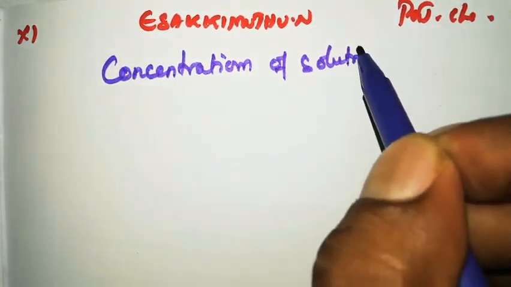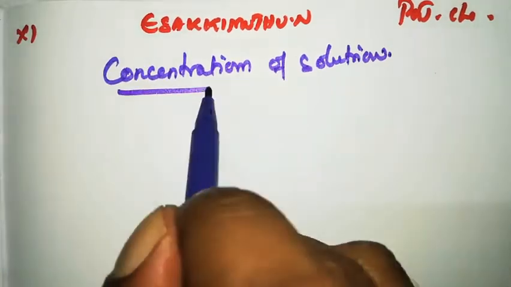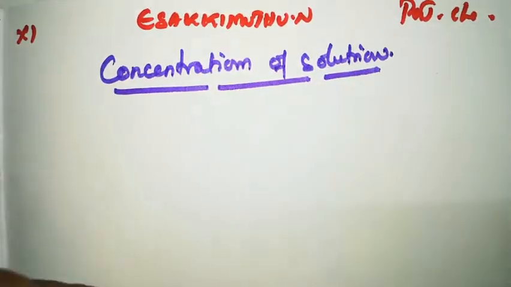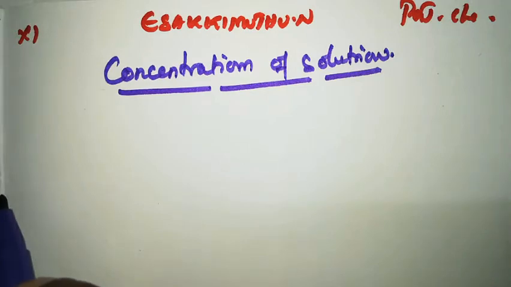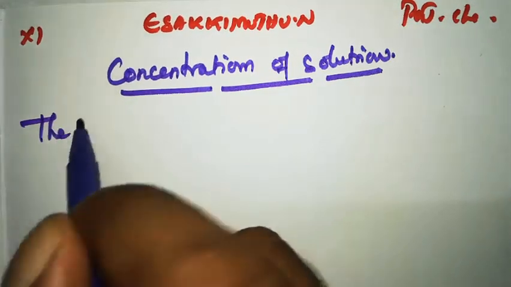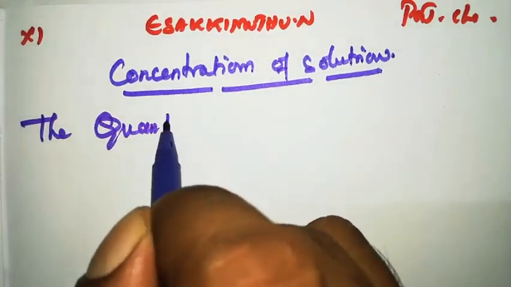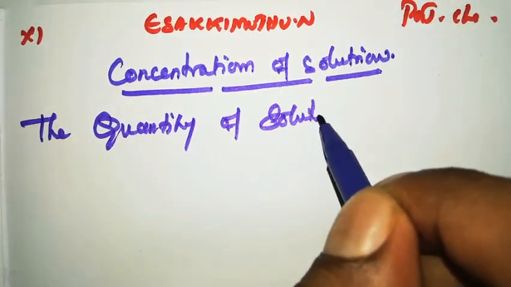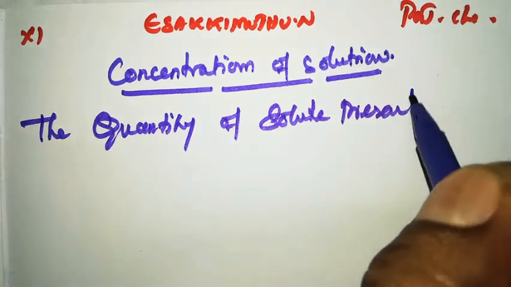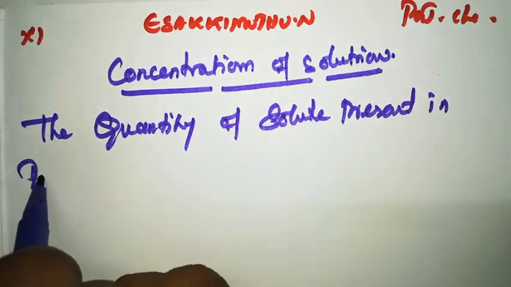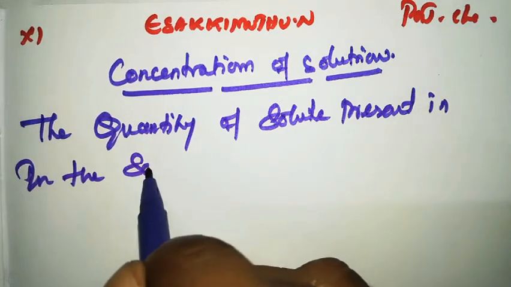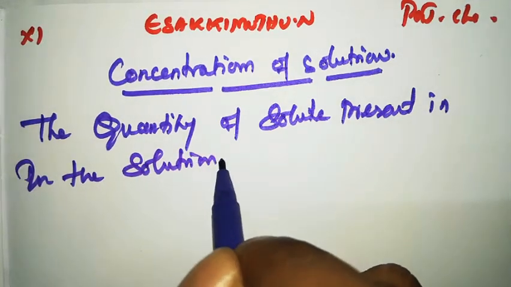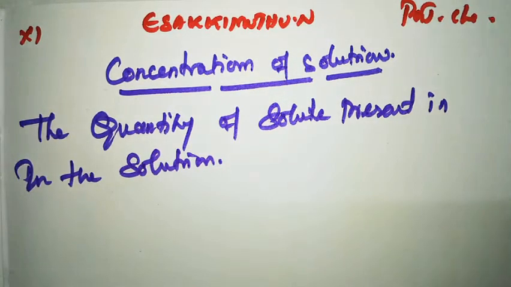So what is concentration of solution? We already discussed it in the last class. Concentration of solution means the quantity of solute present in the solution. So how do we calculate the quantity of solute? At the percentage level, you can calculate the quantity of solute in the solution.